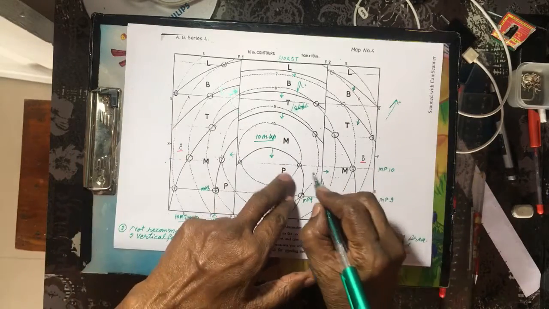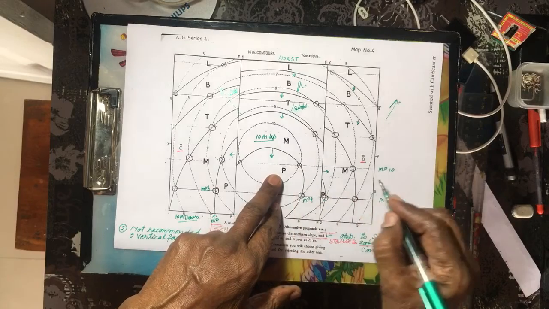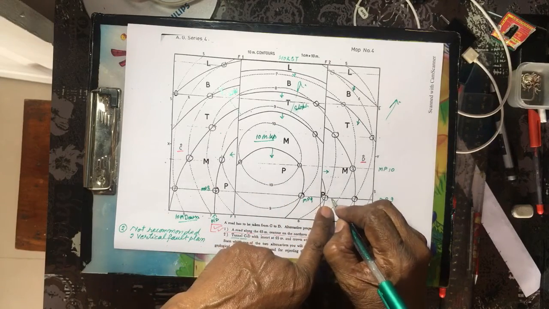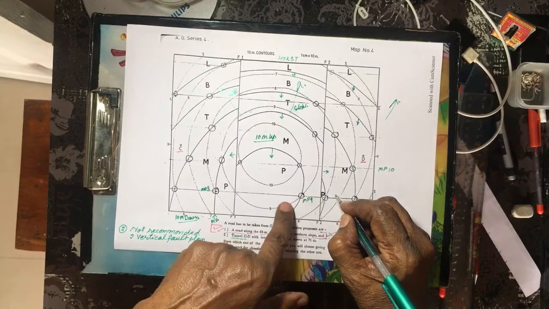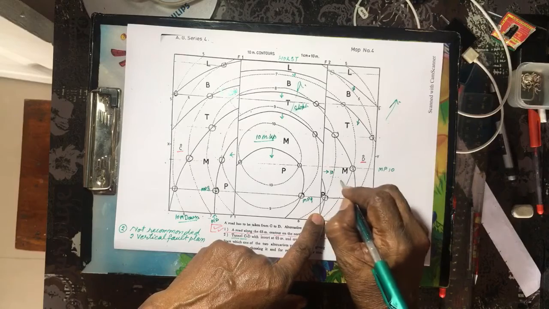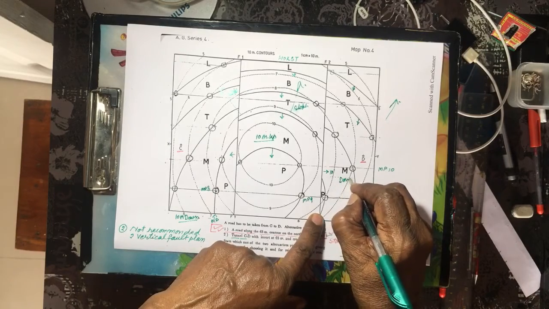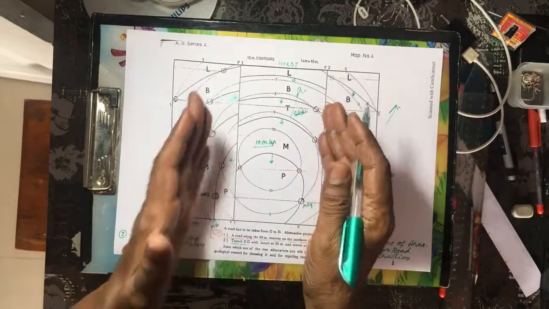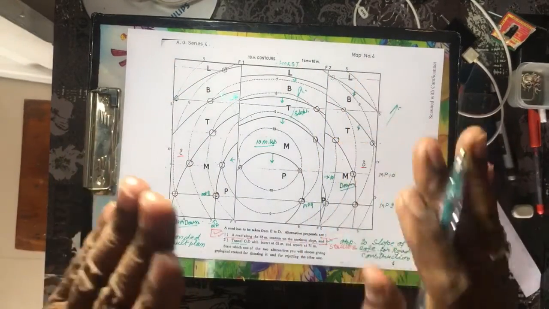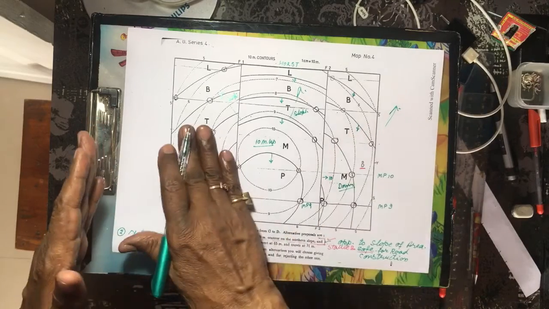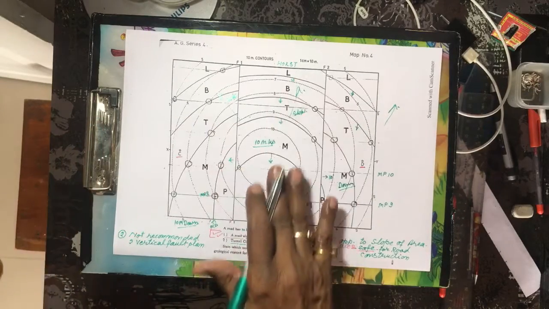And here again we find the MP bedding plane, this one. This is MP8 and this is MP9. Again this is 10 meter down. So this is a horst structure. This central block is above, and this block is 10 meter down, and this block is also 10 meter down. This is a horst structure.